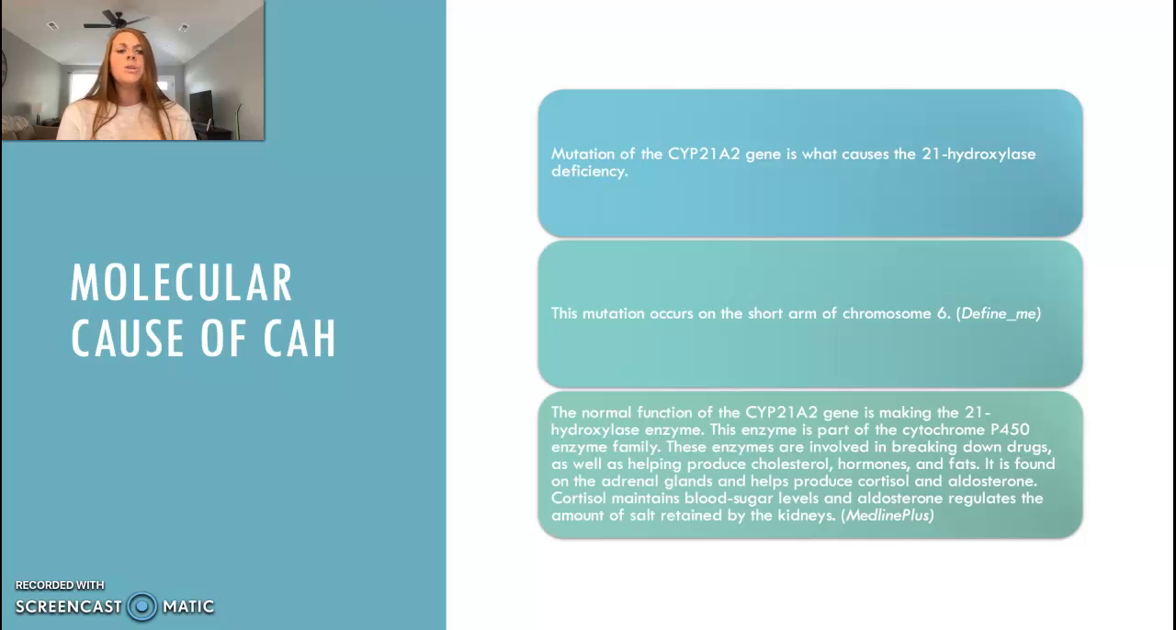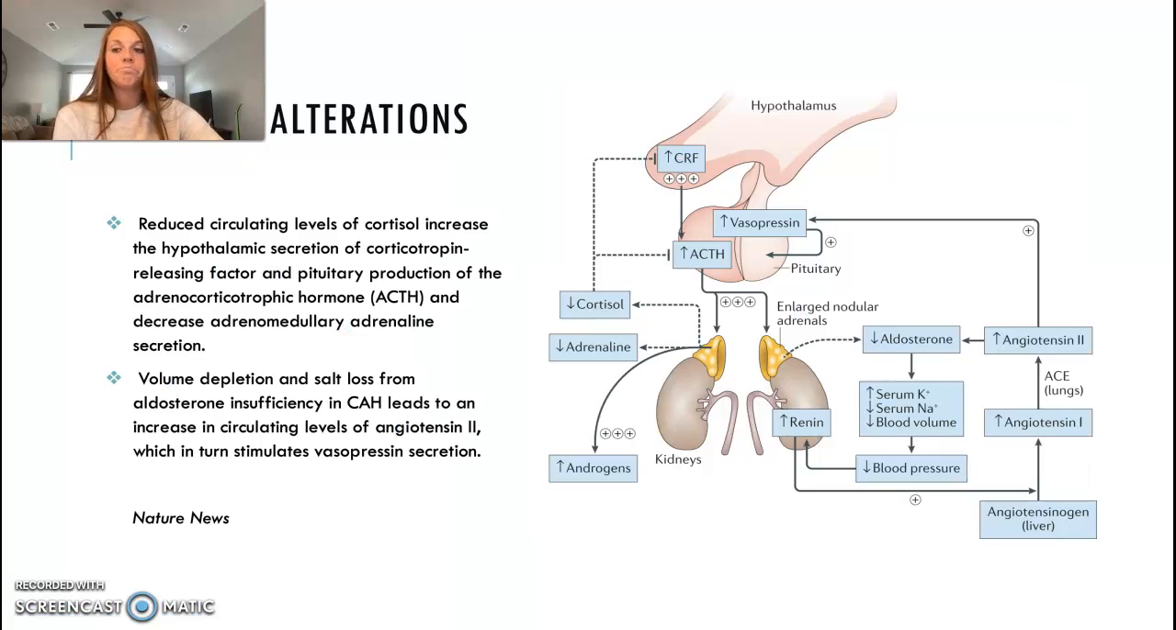So this particular enzyme's function is to basically produce cholesterol, and produce hormones such as aldosterone and cortisol, which are the two hormones that we'll hit on more specifically. Cortisol is going to maintain our blood sugar levels, and aldosterone is going to regulate the amount of salt retained by our kidneys. Other things that this specific enzyme can do is break down drugs, and it can also help produce fats. So again, found on the adrenal glands, it is very important in our hormone production.